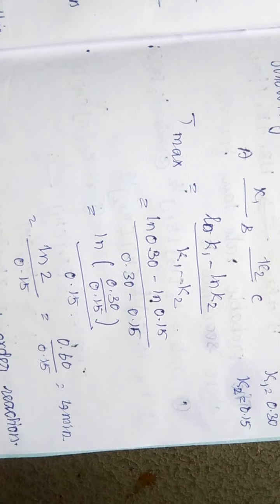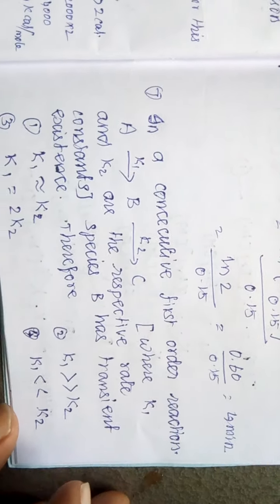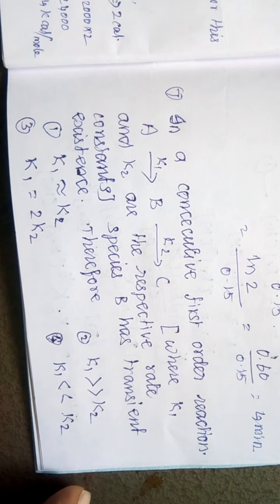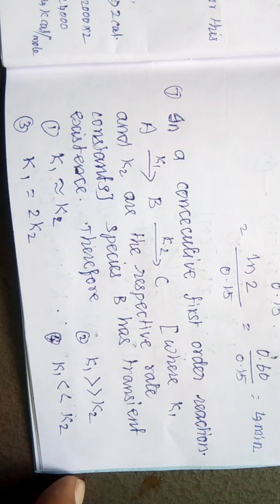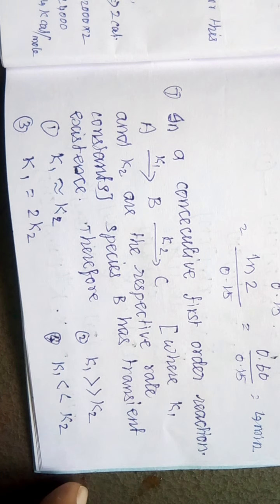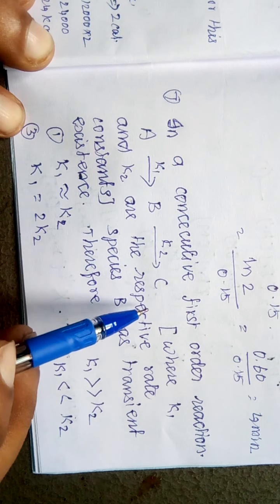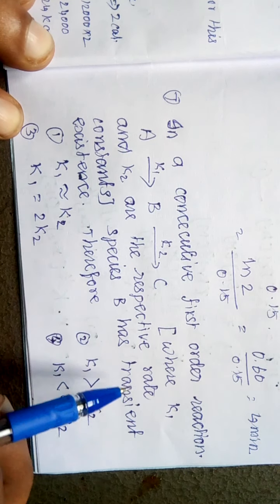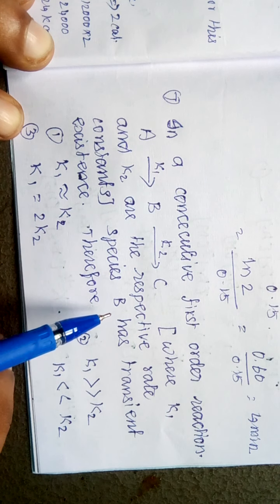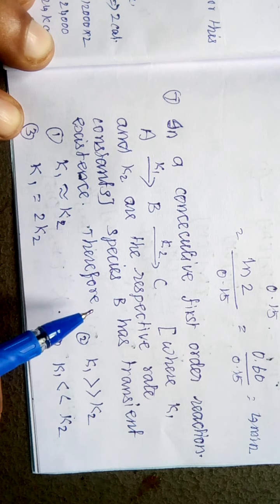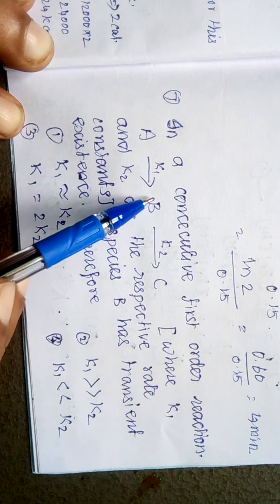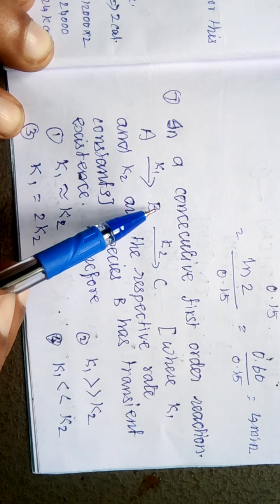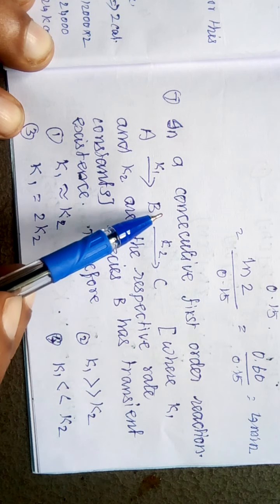Now I'll see the next question. This is also from consecutive reactions. In a consecutive first order reaction, A becomes B and B becomes C, where K1 and K2 are the respective rate constants, the species B has a transient existence. Transient existence means it will be at a low concentration throughout the reaction.